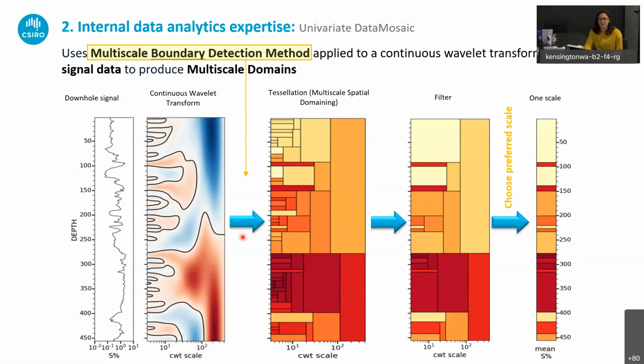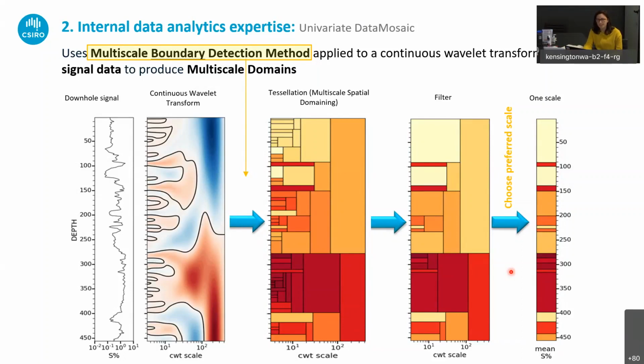For each of these variables, we ran it through the tessellation, the continuous transport, and the tessellation, and then filtered it to clean it up a little bit. And then we chose one scale in particular that we were interested in. That's because we were only using the univariate data mosaic, so we had to do it on all the different variables, pick a scale, and then combine those. Nowadays, with multivariate, we could actually do that all together, and I'll show what that would look like in a minute.